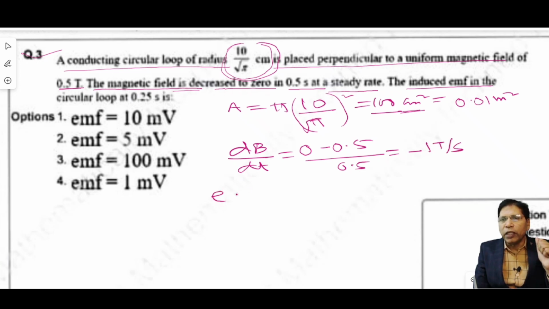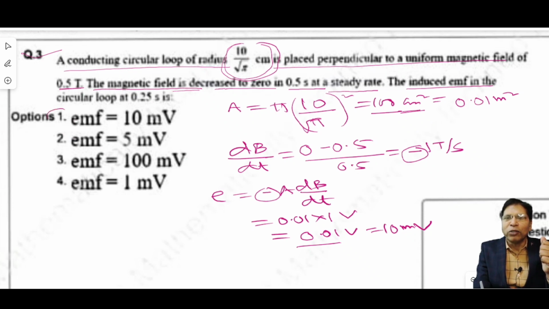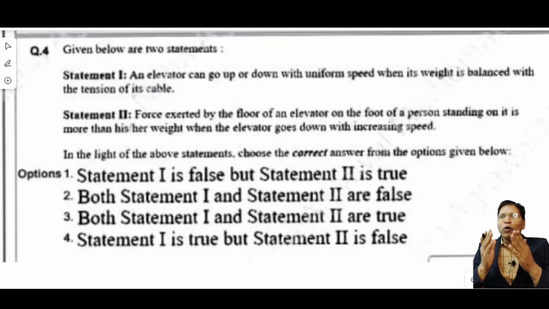Therefore, induced EMF E equals minus A dB by dt. Okay. Look at this. A is 0.01, and this negative sign and this negative sign cancel out, and this is 1. So this is the magnitude of induced EMF. So this is 0.01 volt. Okay. Now 0.01 volt equals 10 millivolt. Look at this, option A is correct.